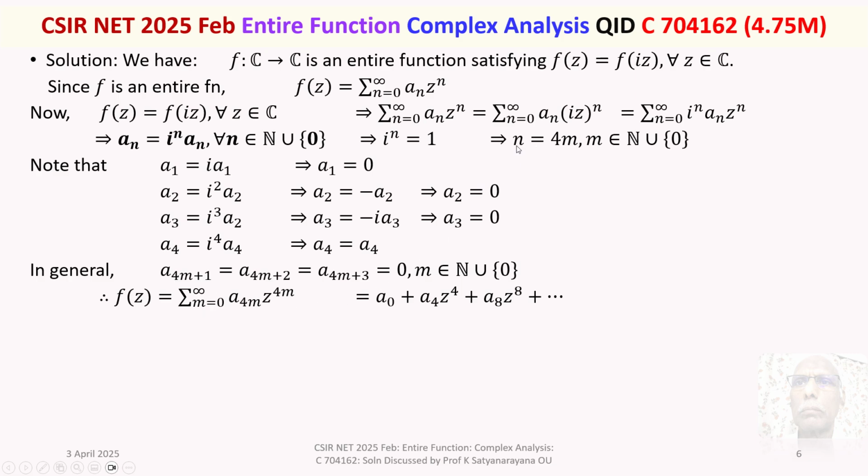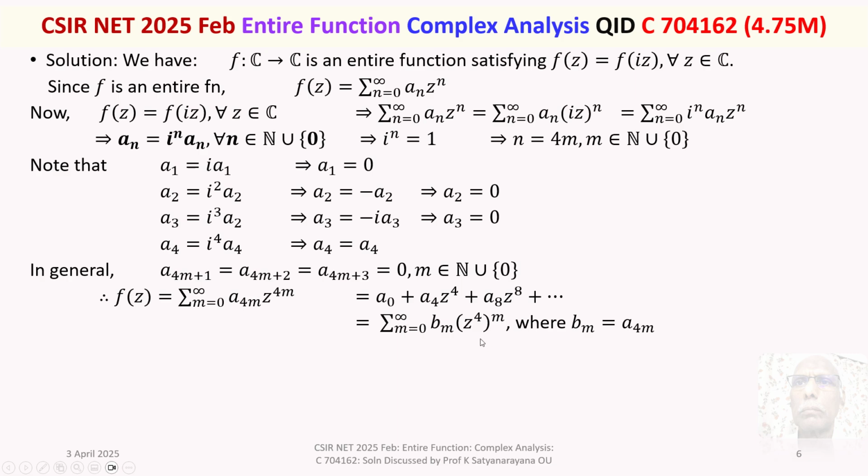We already told you n is equal to 4m, so z to the power of 4m. And expanding, you will get A0 plus A4 z to the power of 4 plus A8 z to the power of 8 plus so on and so forth. And this is equal to sigma m equal to 0 to infinity. I can write this as Bm z to the power 4m, where Bm is A4m, where m runs from 0 to infinity.